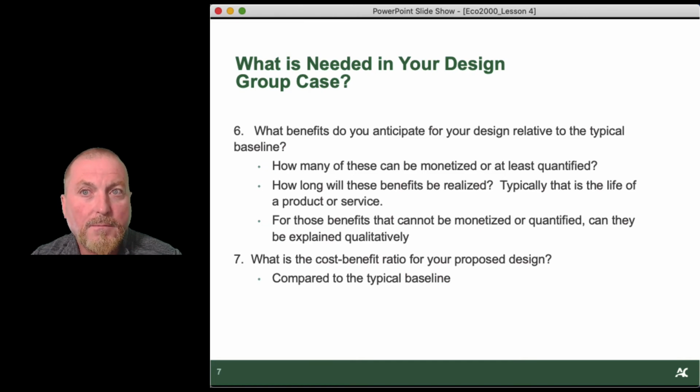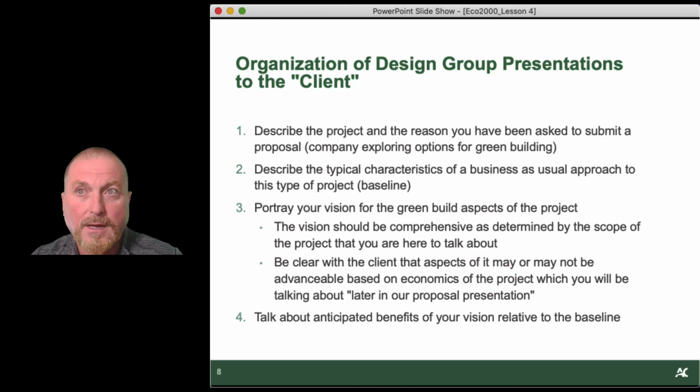How many of these can be monetized or at least quantified, as I said in my announcement? How long will these benefits be realized? Typically, that is the life of a product or service. In other words, I'm giving you 15 years, all right? For those benefits that cannot be monetized or quantified, can they be explained qualitatively? Like I said in my announcement, right? What is the cost-benefit ratio for your proposed design compared to the typical baseline? And we'll be talking about that more later, okay?